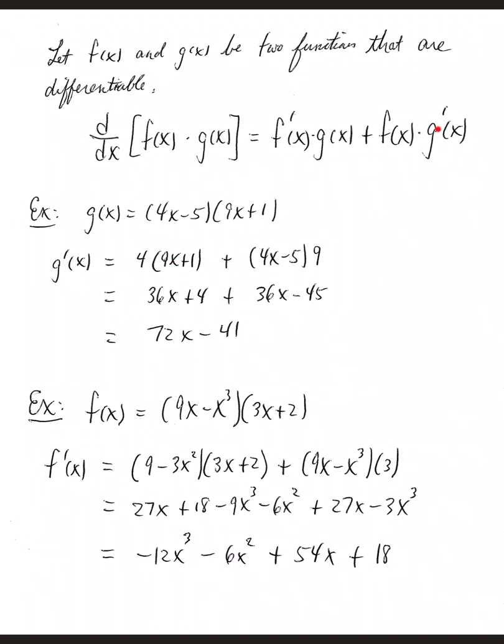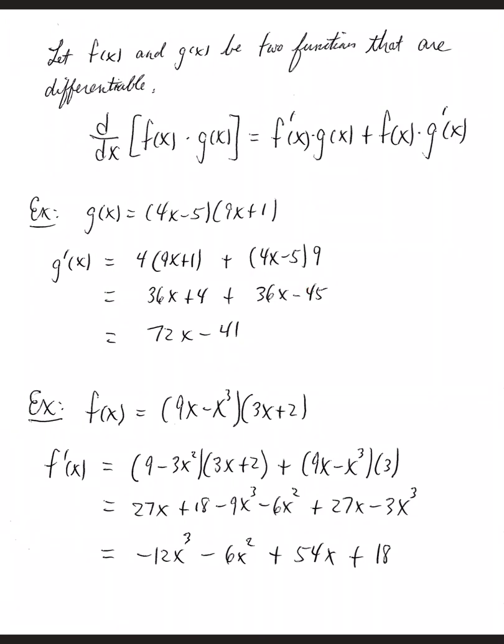plus, and then we come back up here, it's the first function left alone times the derivative of the second function. So first function left alone, derivative of the second function is 9. Okay, so derivative of the first times the second plus first times derivative of the second. Distribute, that's 36x plus 4, 36x minus 45. Combine like terms, that's 72x minus 41.